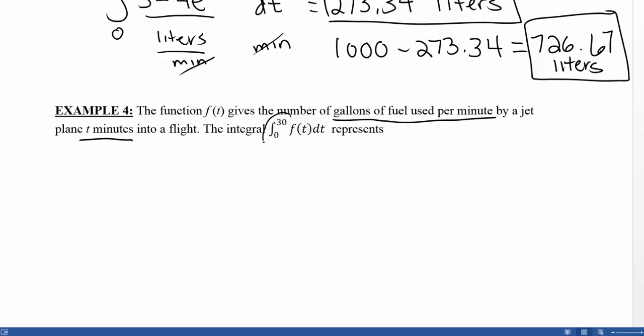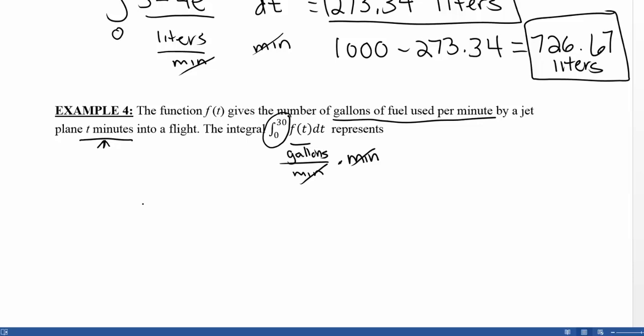So we need to consider the numbers on the bounds. So that's going to be the independent units. So that's time in minutes. So we're talking about what happens during the first 30 minutes of a flight. Now, my function has the units of gallons of fuel per minute times my independent variable of minutes. So when I take this integral, the result is going to be gallons of fuel. So just the gallons part.